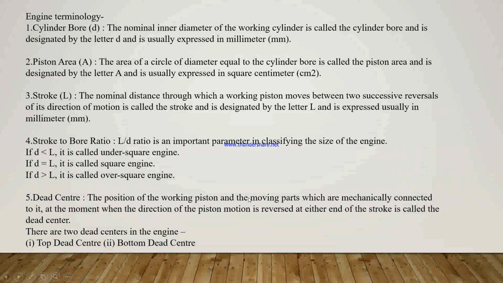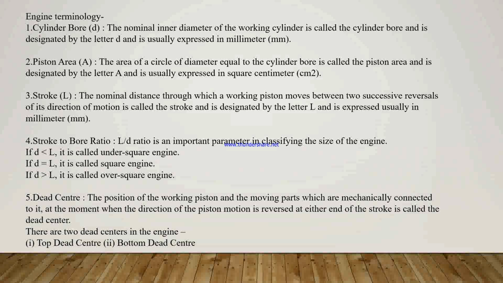Next we see the engine terminology. In engine terminology, first we see the cylinder bore. As mentioned here, the nominal inner diameter of the working cylinder is called the cylinder bore and is designated by the letter small d, and it is expressed in millimeters, that is mm. Second is the piston area. It is denoted by capital A. This is the area of a circle of diameter that equals the cylinder bore.